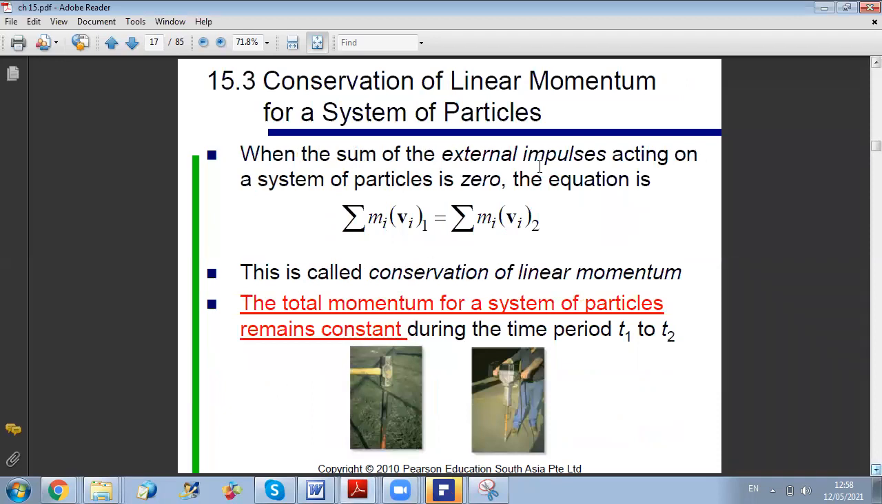So when the sum of external impulses acting on a system of particles is zero, the equation is reduced to summation of m_i v_i at state 1 equals summation of m_i v_i at state 2. This is the summation of linear momentum for all particles at the initial state, and this is for the final state. So we can say that the total momentum for a system of particles will remain constant if no external impulses are acting on the system.